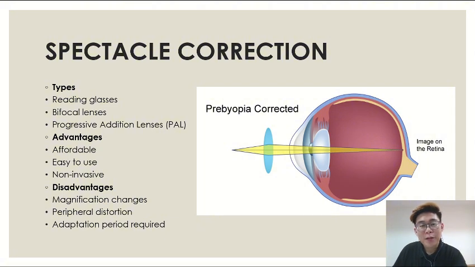Next, this one is for spectacle correction. This is one of the methods. Presbyopia can be corrected using spectacles such as reading glasses, bifocal lenses, and progressive multifocal lenses. Spectacles are affordable, easy to use, and non-invasive. However, they may cause a magnification effect and require an adaptation period, usually 3 to 4 weeks.